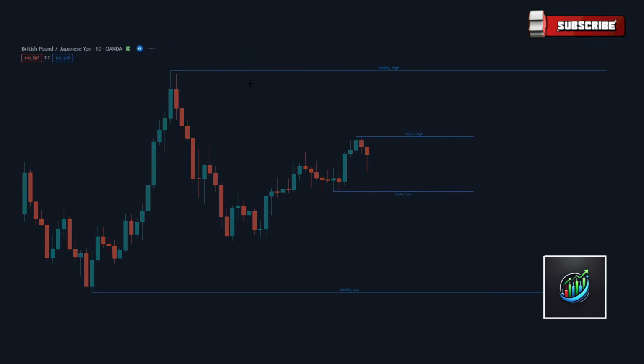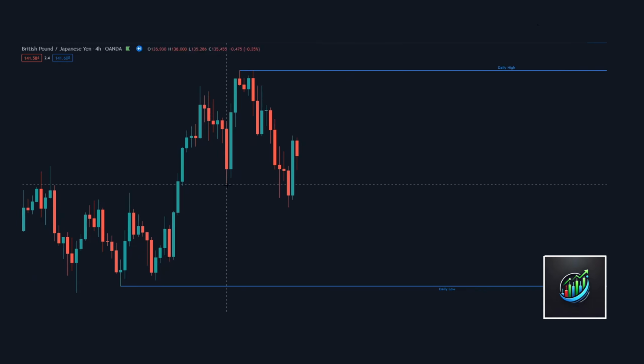Now, if we drop down to the 4-hour chart, we can see that price was in an uptrend, and then we broke this low, creating a lower low, and our high in this case would be these 2 points. So on the 4-hour chart, we're still in a downtrend.